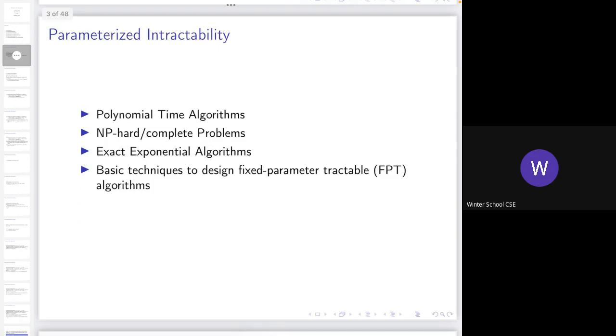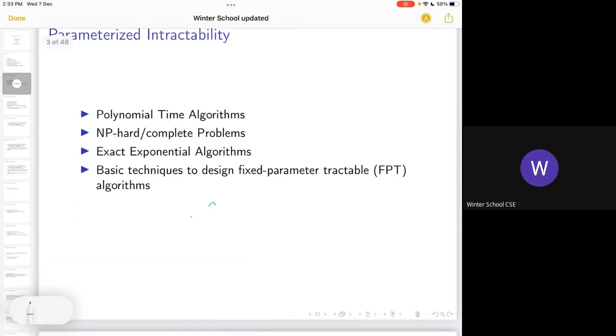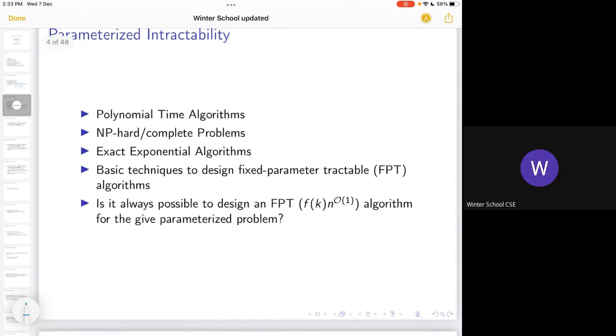Okay, so let's start. Till now, we have looked at some polynomial time algorithms for some problems. Then we have seen the notion of NP hardness or NP completeness. And then we went on to designing some exact exponential algorithms, something of constant power n type, we saw. And in the morning session today, we saw designing fixed parameter tractable algorithms, right? That means a function of k and polynomial in the input. This type of algorithm we were trying to design. Okay. So now the question is, is it always possible to design such a running time algorithm?